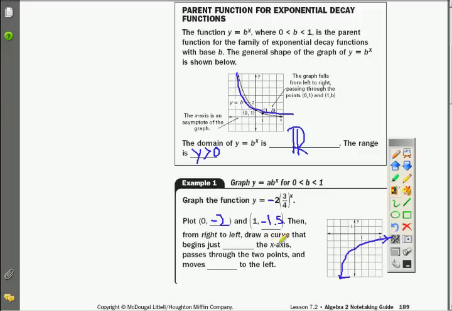From the left to the right, draw a curve that begins just below the x-axis. So they wanted me to draw this from the right to the left, which we normally draw from left to right. It begins just below the x-axis, because it was flipped, and passes through the 2 points and moves down to the left. Like that. All right.